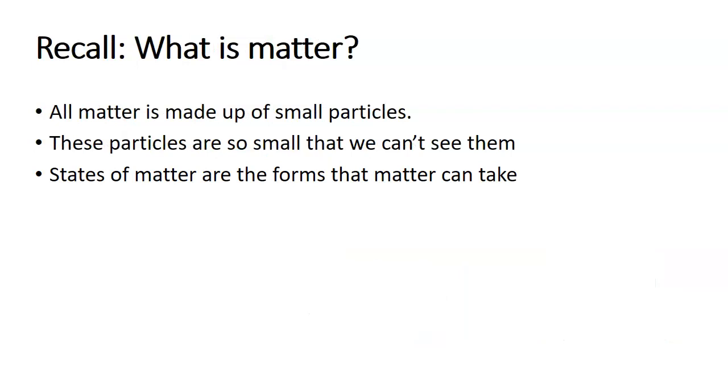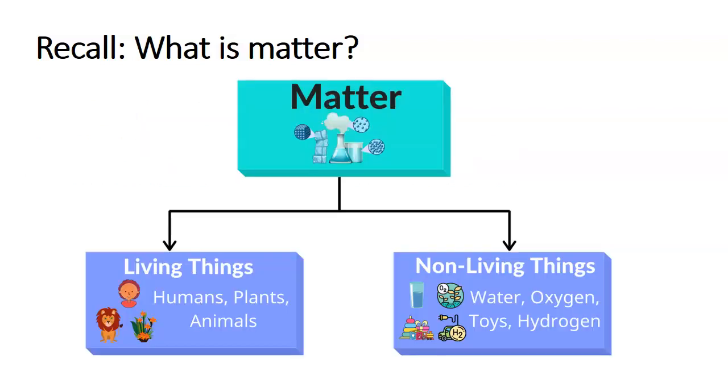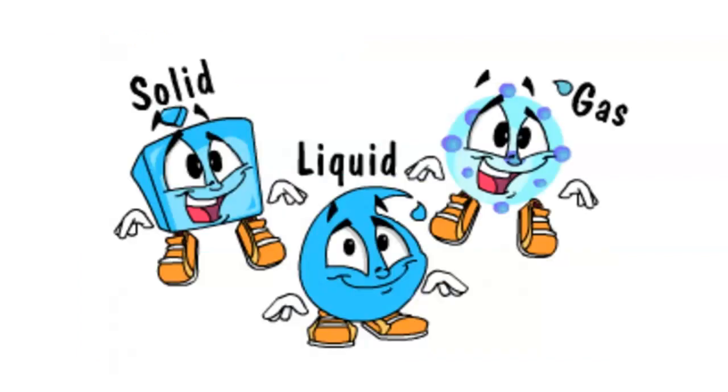Before we dig into the lesson, let me recall what matter is. Matter is everything that is surrounding us. Everything you have your eyes on is matter. However, it's made up of very small particles that we cannot see with the eye. States of matter are the forms that matter can take. Matter can be living things or non-living things, such as humans, plants, toys, water, oxygen, etc.